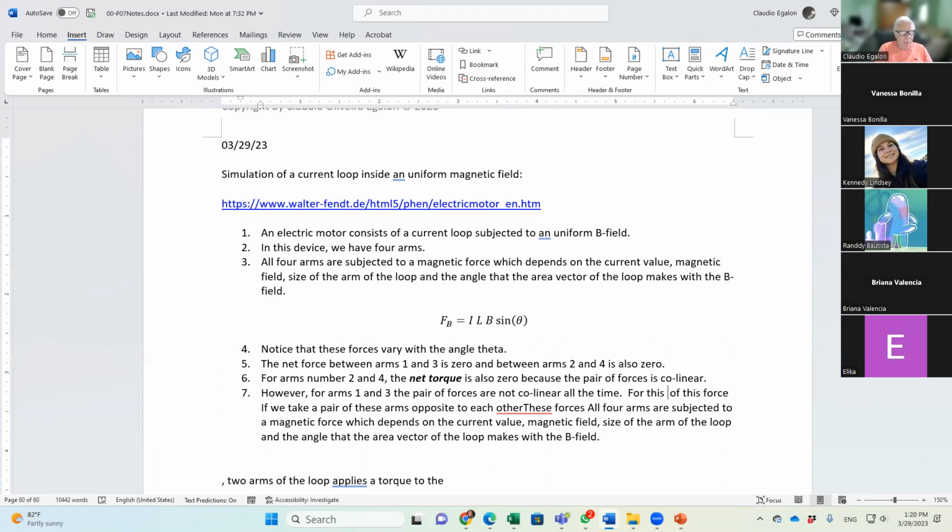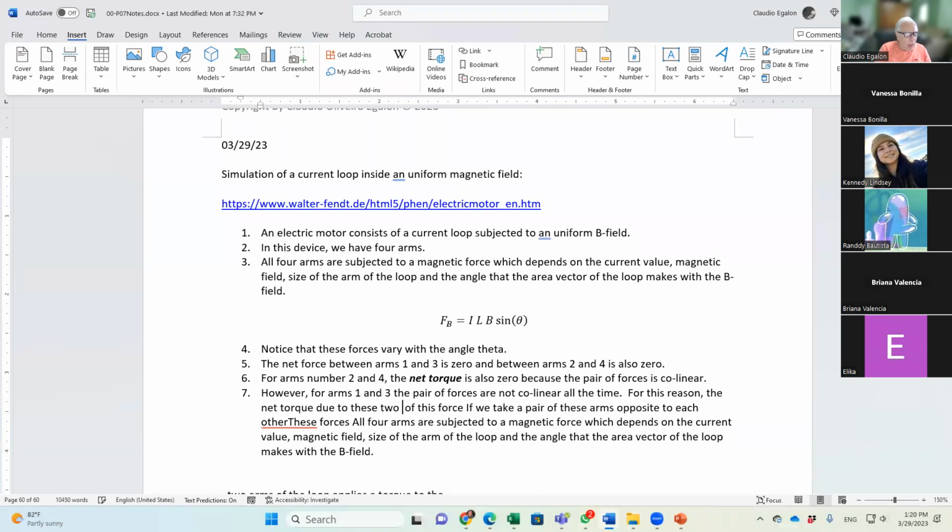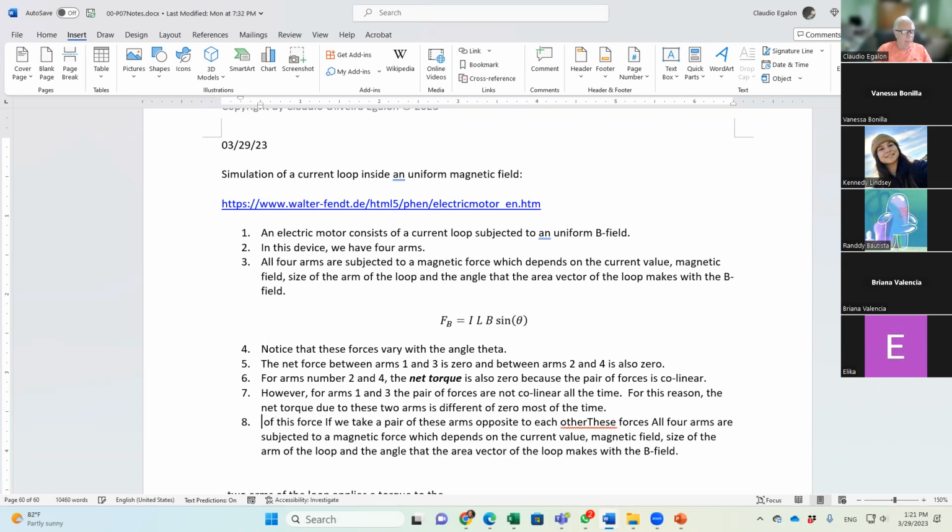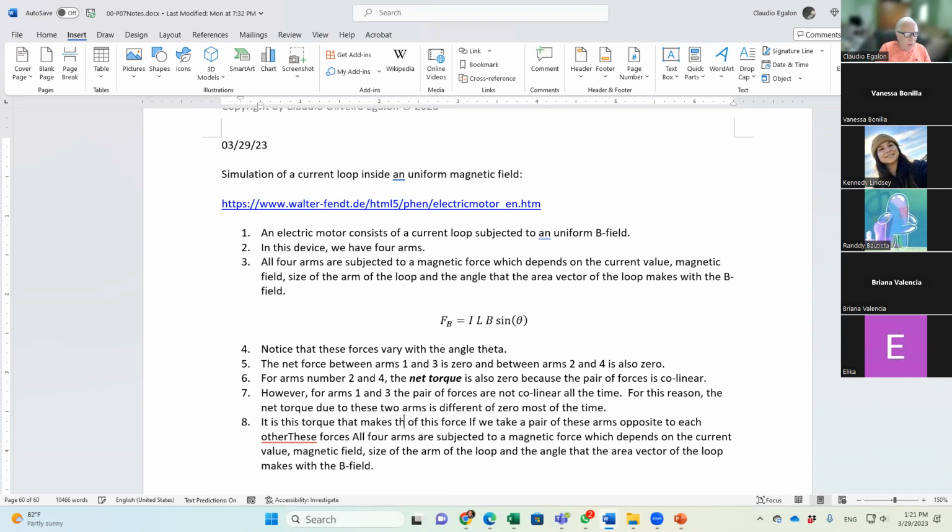For this reason, the net torque due to these two arms is different from 0 most of the time. Right? It's different from 0 most of the time. It is this torque that makes the loop rotate with a given angular velocity.